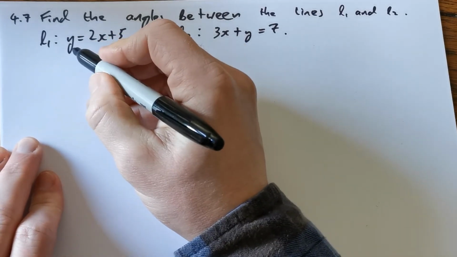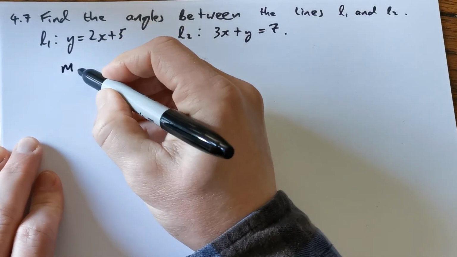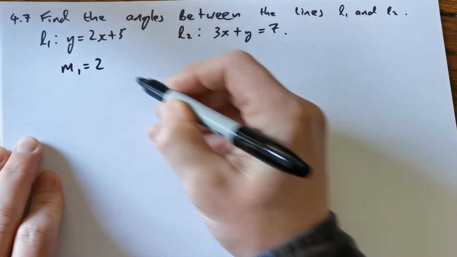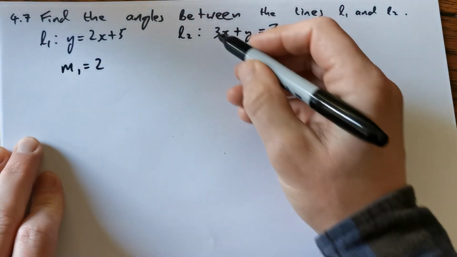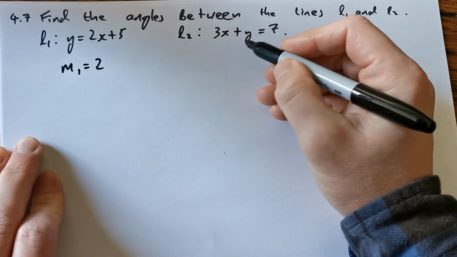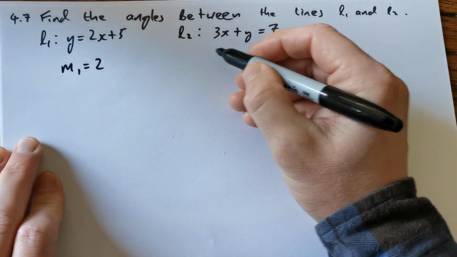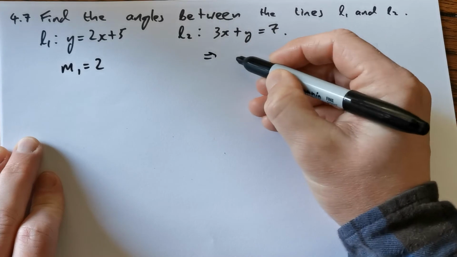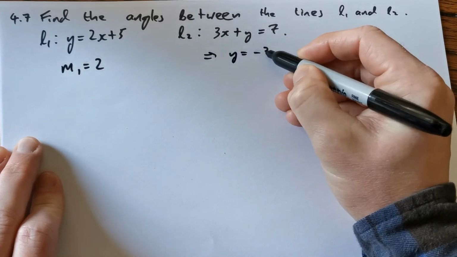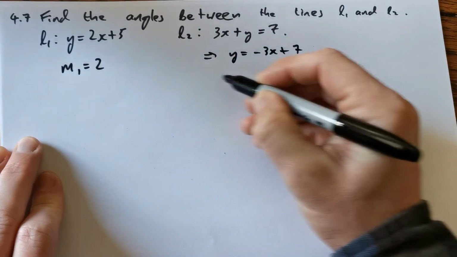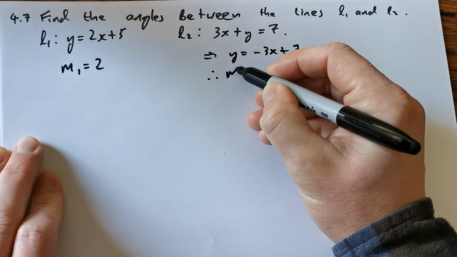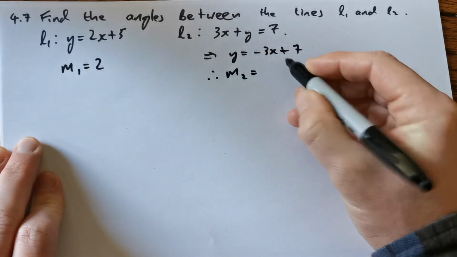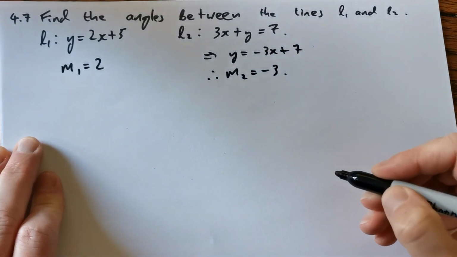That's nice. That's in slope-intercept form. So the slope of that first line is 2. I can read that straight off. The second line is kind of in a standard form here, so I'm going to just change it to slope-intercept form. If 3x plus y equals 7, then y is equal to negative 3x plus 7. So you can see the slope of that second line is going to be negative 3.